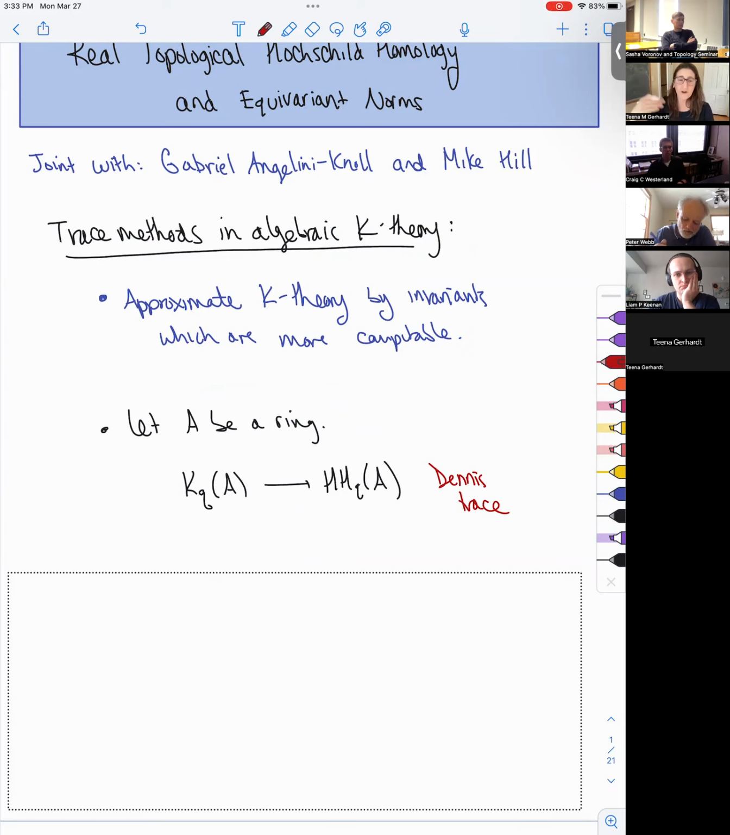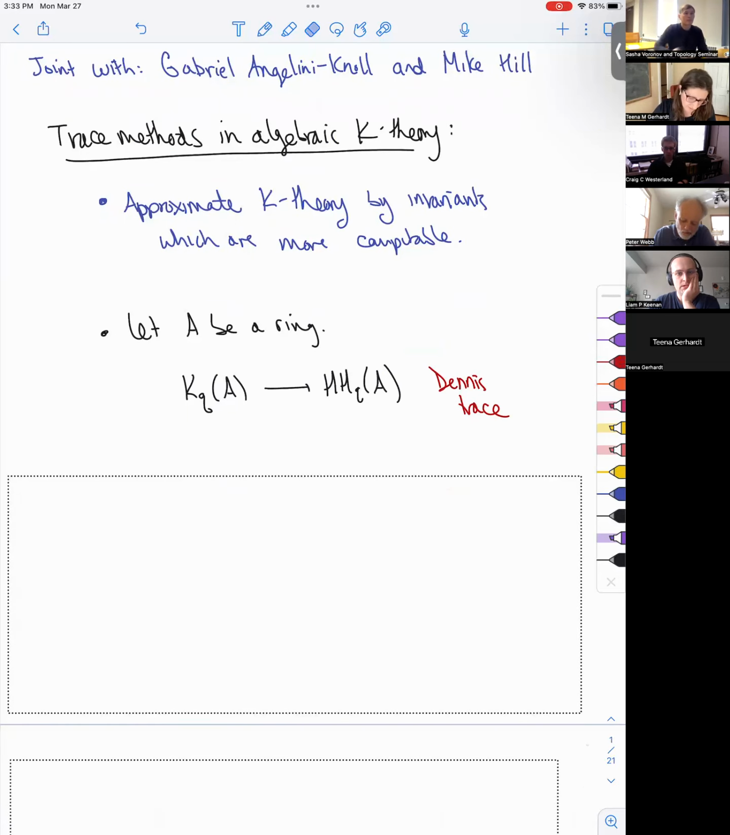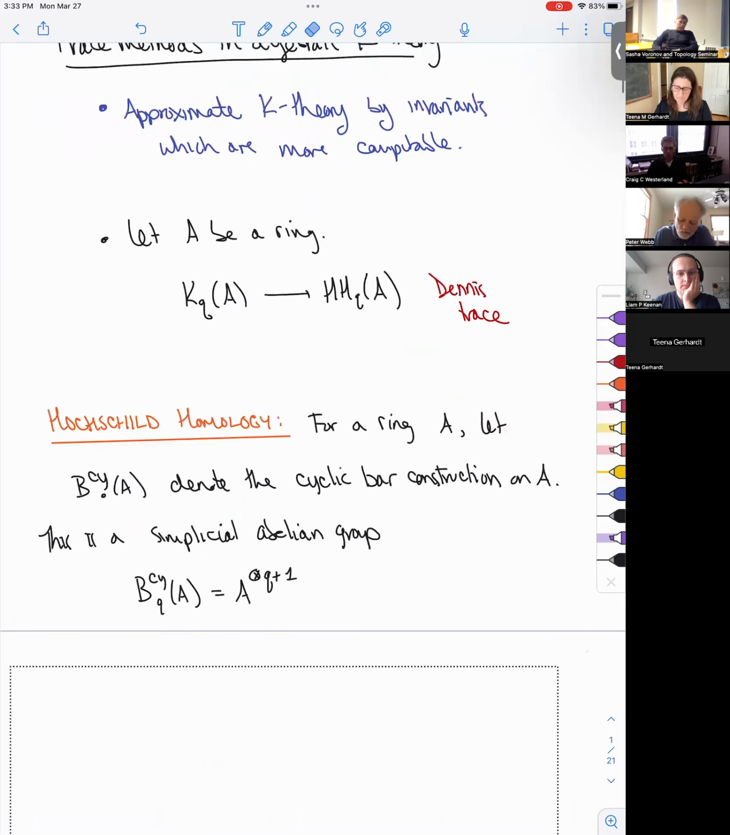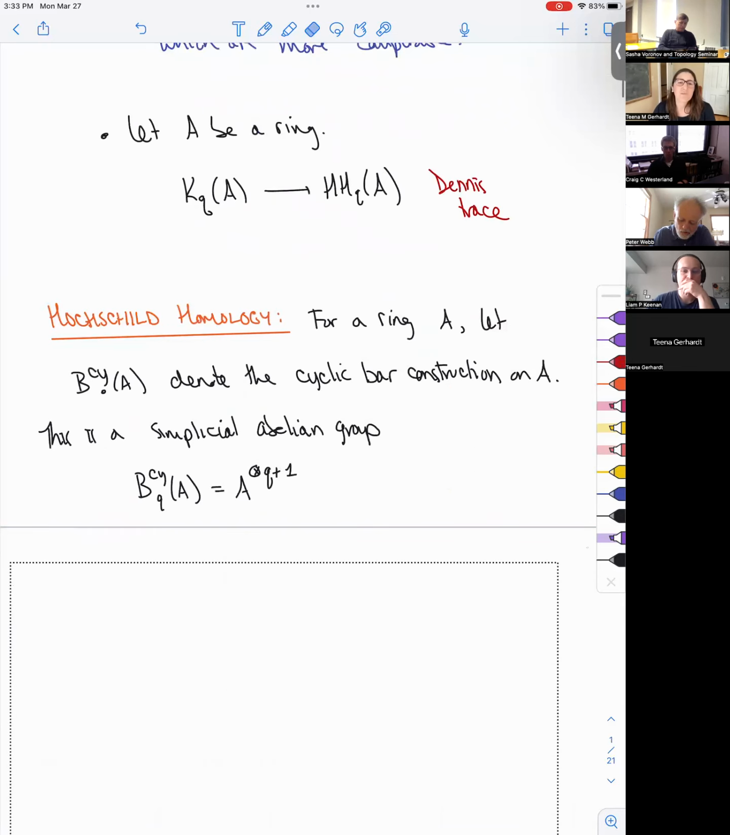Now I'm going to recall what Hochschild homology is, because this construction is going to be really essential to some of the things I'm going to say later in the talk. I have a ring A, and I'm going to form what I'll call the cyclic bar construction on A. This is going to be a simplicial object. Since it's simplicial, I have to tell you what it is at each simplicial level, and I also need to tell you the face and degeneracy maps.